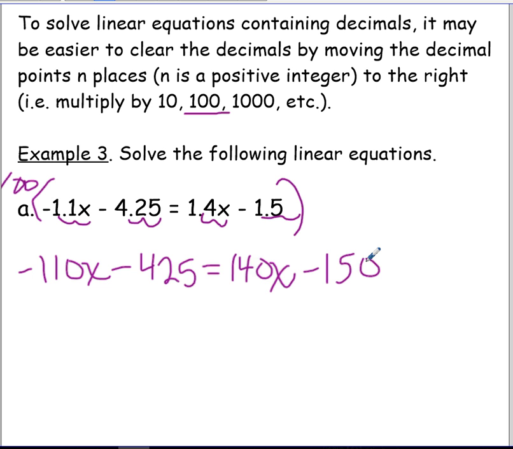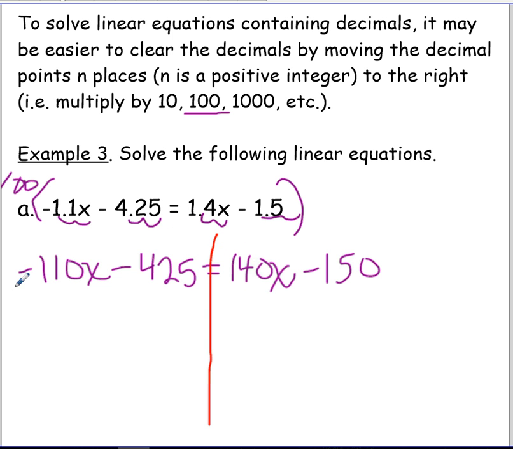So multiplying everything here by 100 got rid of those decimals. And so it's up to you whether you think dealing with the decimals is easier or dealing with these larger numbers is easier. That's up to you. You don't have to solve it by getting rid of the decimals. You can just deal with them as they come. But when we remove them, we're still going to solve it the same way.